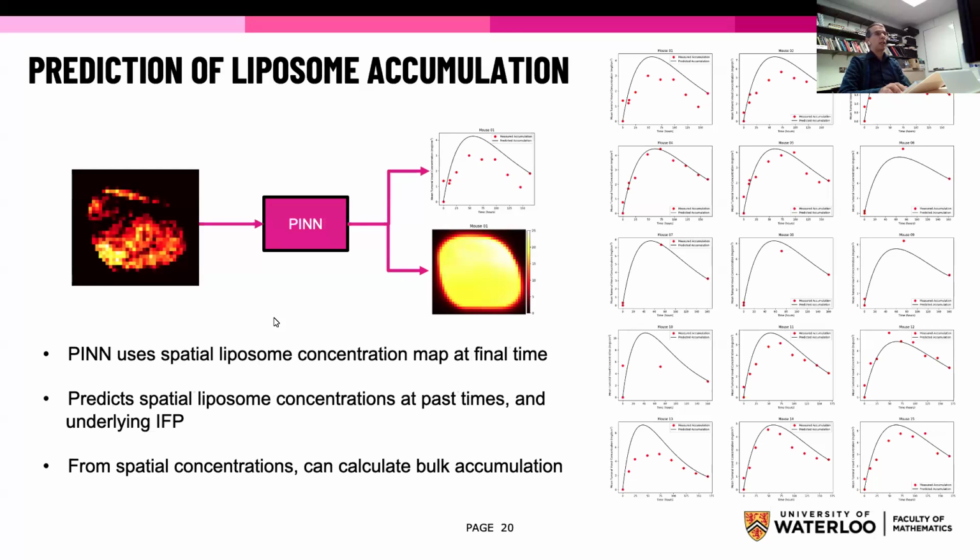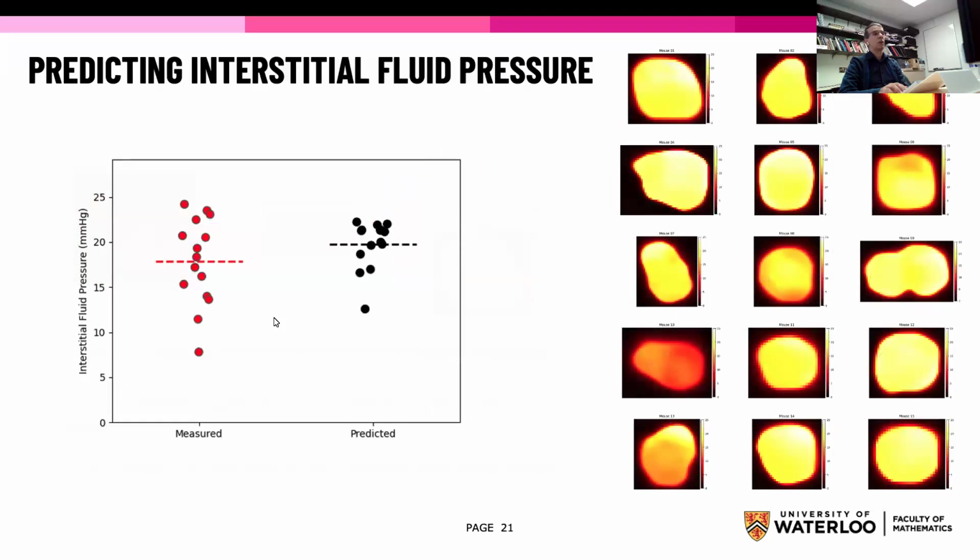But even though there was some disagreement in some cases, not all cases, the data were enough that we could get reasonable agreement with the measured interstitial fluid pressure. On the left side, the red dots are the measured values for IFP, and on the right side, the black dots are from the model for different mice, and the results are reasonable.